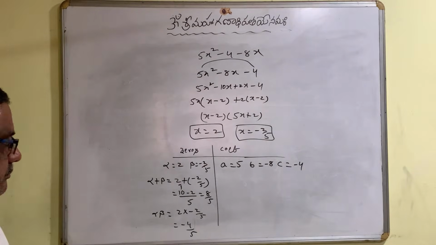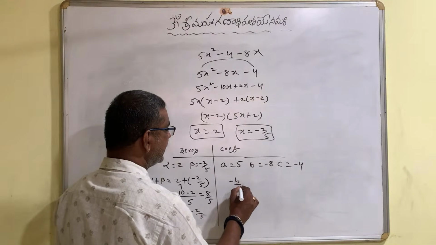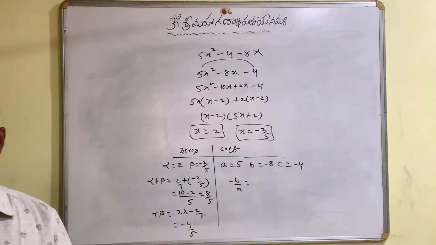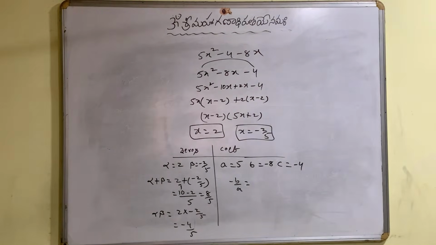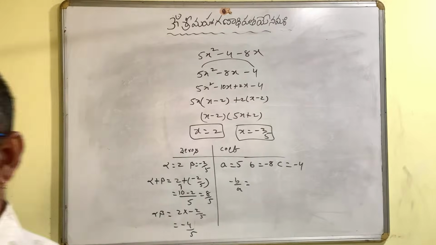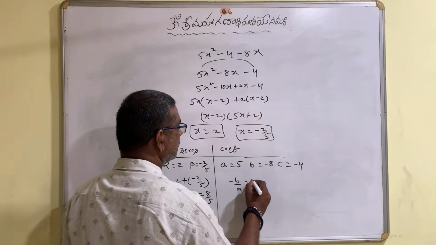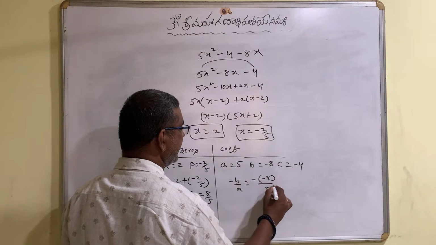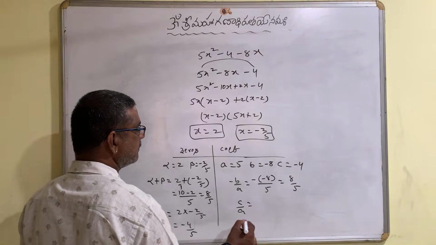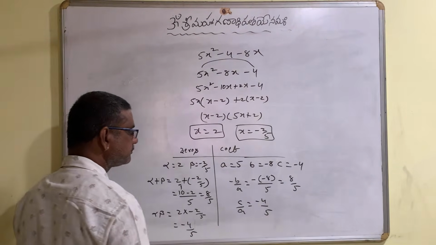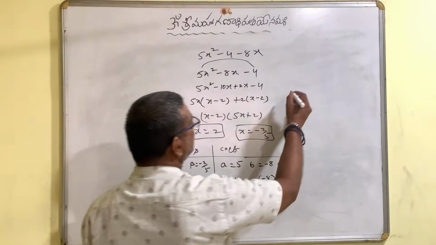Is that right? Now, here find out minus b by a first. What is minus b by a value? Minus of minus 8 by 5, which is 8 by 5, and c by a is minus 4 by 5.